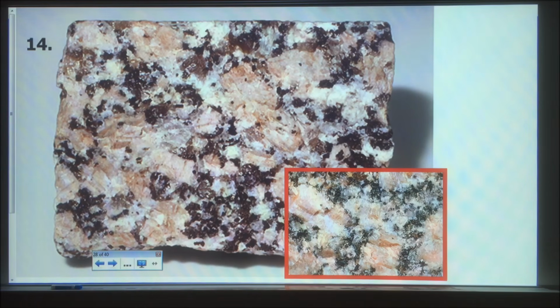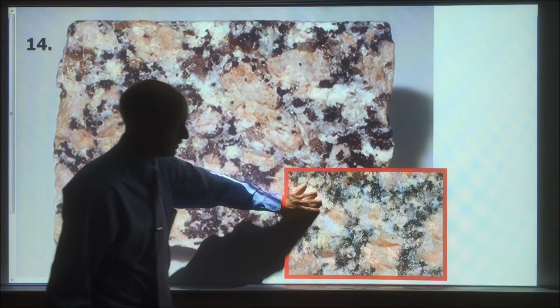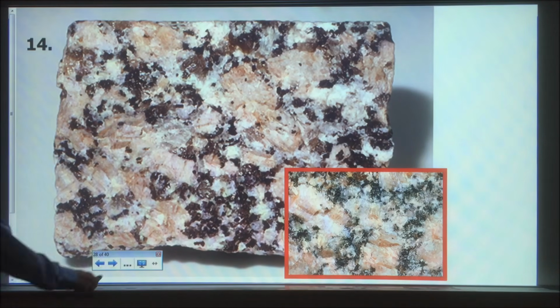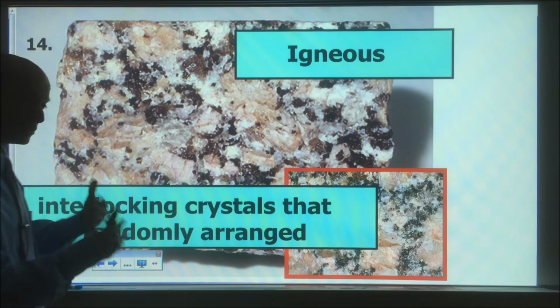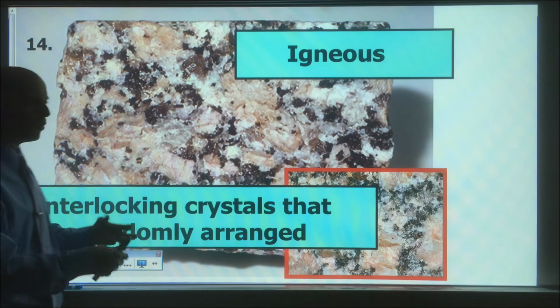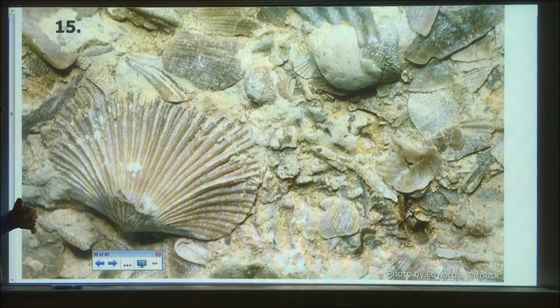We're on number 14, looking similar. This is a close-up of this as well. These crystals are big, so you can actually see them, but this is even better to really show them. This is igneous because of interlocking crystals, sometimes we use the word intergrown crystals, kind of like a three-dimensional puzzle, that are randomly arranged, in no order, no pattern, not grouped at all.